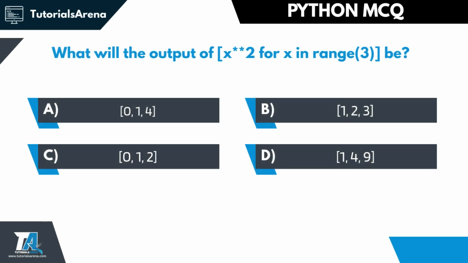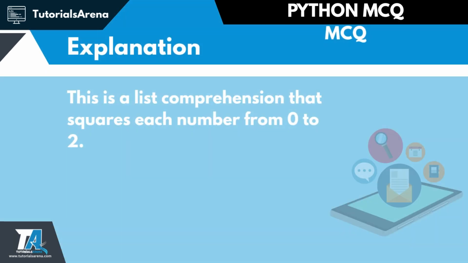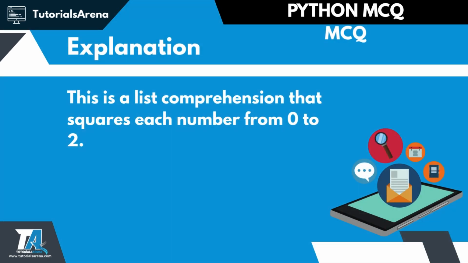What will the output of this expression? The correct option is option A, 0, 1, 4. This is a list comprehension that squares each number from 0 to 2.